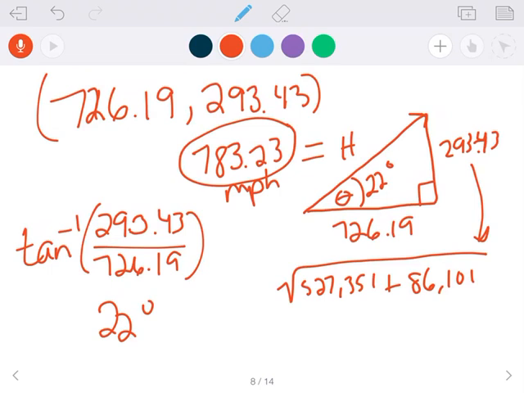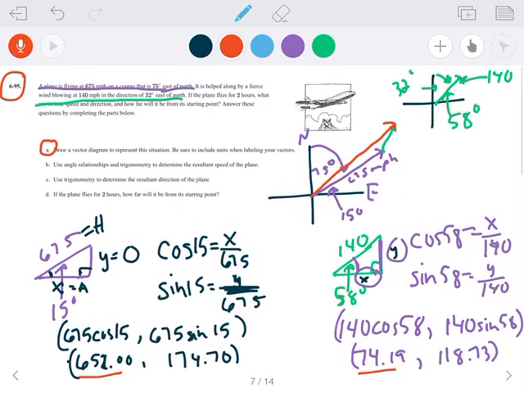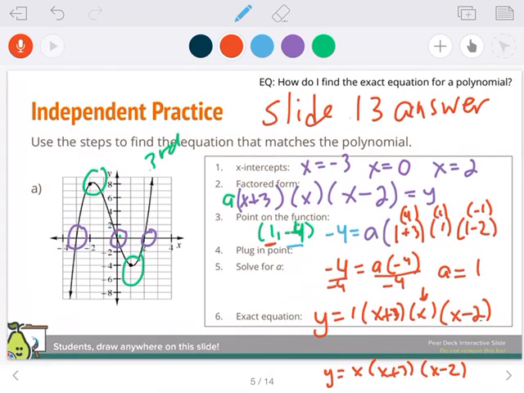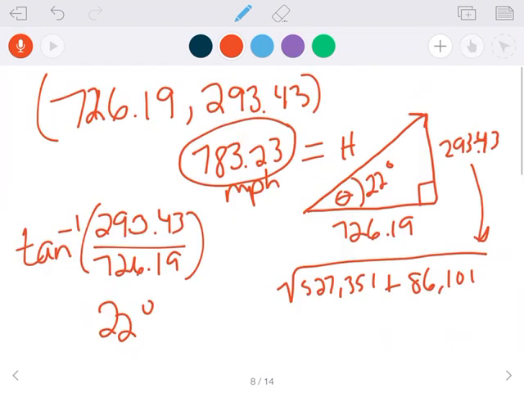And then the final question that this word problem asked was, if the plane flies for 2 hours, what would the resulting speed and direction be? And so, whoops, going the wrong way here. You can essentially double the miles per hour. So if 783 is 1 hour, we're going to multiply that by 2. And the angle is not going to change because it's going to keep going at the same angle.